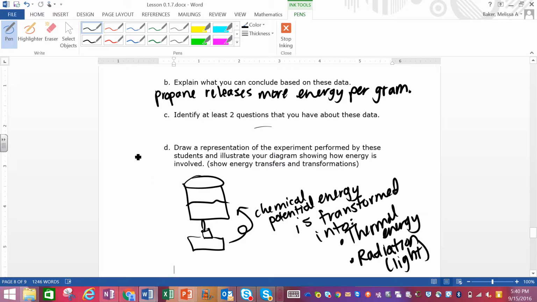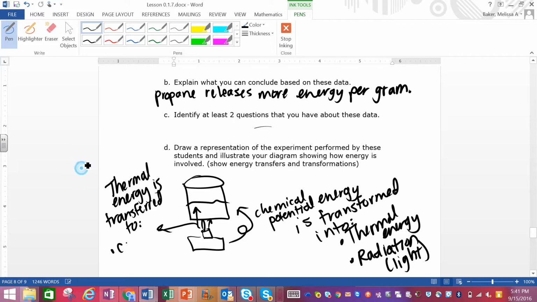And then for my thermal energy here, I'm going to draw some arrows from the flame to the water, some arrows showing energy being transferred to the air, and then some to the can. So I'm going to say thermal energy is transferred to the can, the water, and the air.